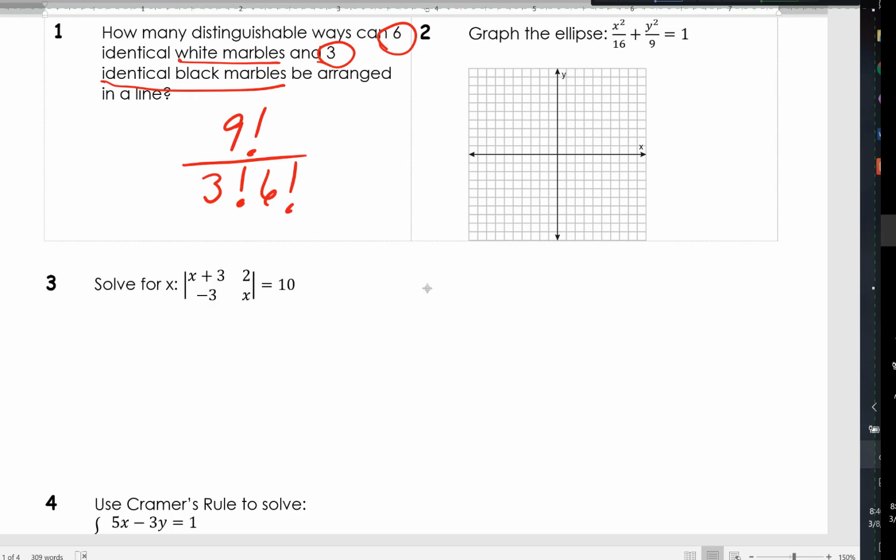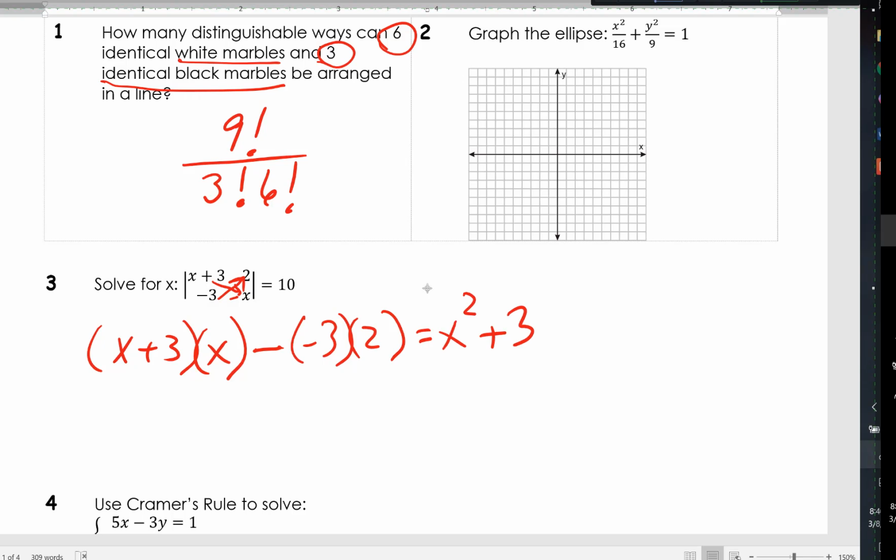All right, on number 3, when you find the determinant of a matrix, remember this way: you start in the upper left corner and you multiply diagonally, so x plus 3 times x, and then you subtract the product where you start on the lower left and go up to the right. So you're subtracting negative 3 times 2. So that's going to be x squared plus 3x plus 6.